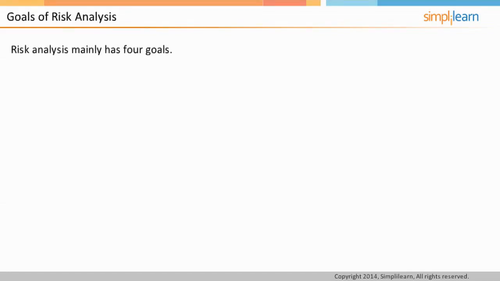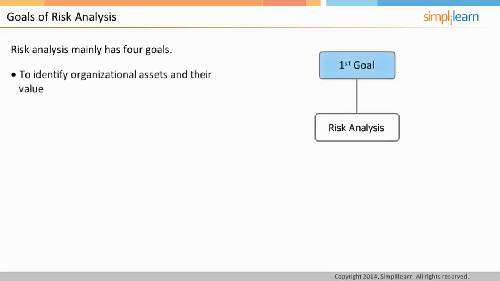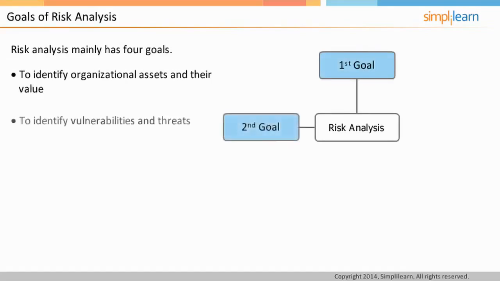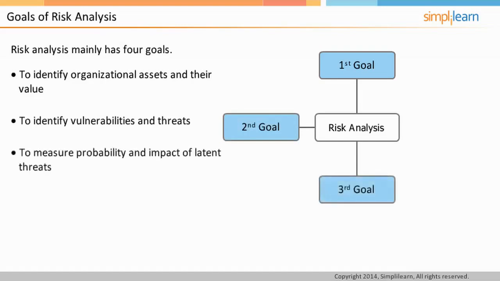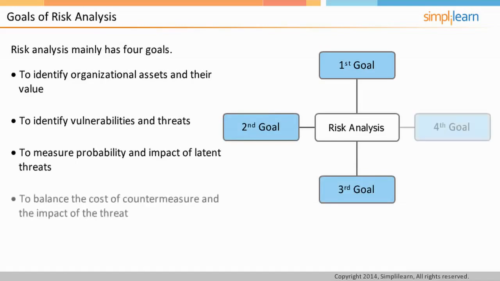The goals of risk analysis are discussed in detail in this screen. Risk analysis mainly has 4 goals. It helps the organization in identifying its assets and their values. It helps in identifying the vulnerabilities and threats. It helps to measure the possibility and impact of these latent threats. It helps in providing an economic balance between the cost of the countermeasure and the impact of the threat.